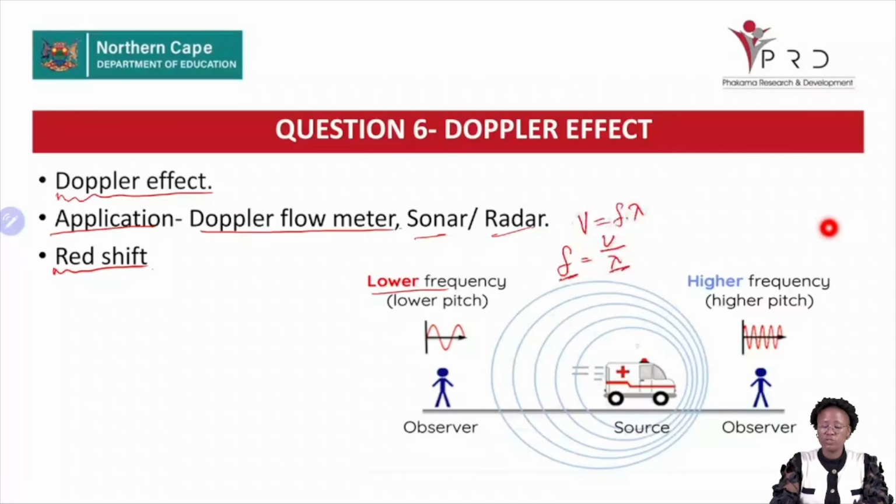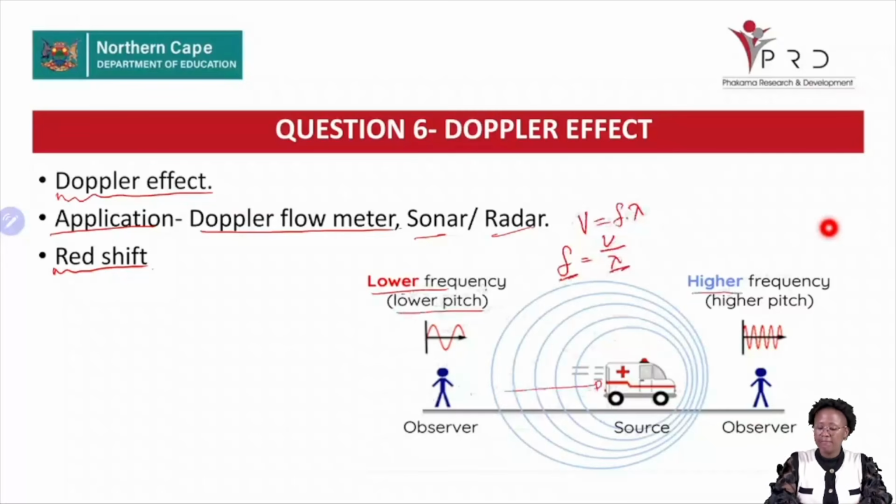Over here, I've given you a diagram to help you remember the wave fronts. Remember, at lower frequencies, the pitch becomes lower, which means the source is moving away from the observer. As the source is moving away from the observer, the wavelength is increasing and the frequency decreases because the pitch of the sound decreases, which means you are going to hear the sound of the ambulance a little bit lower. So the sound is going to keep on decreasing.